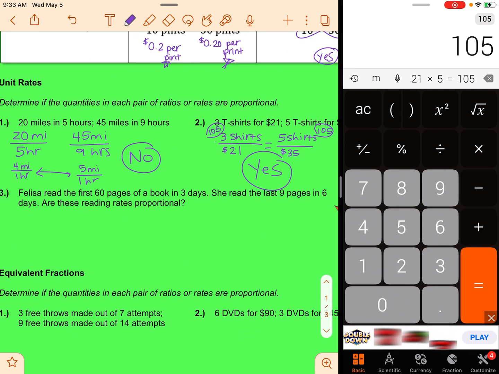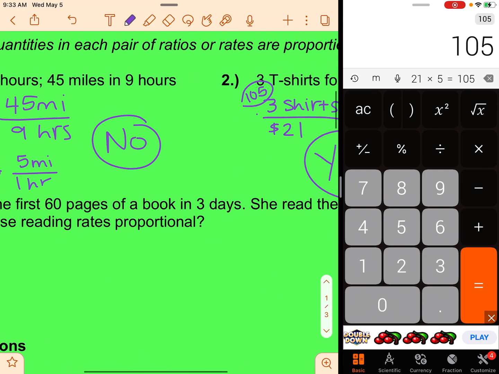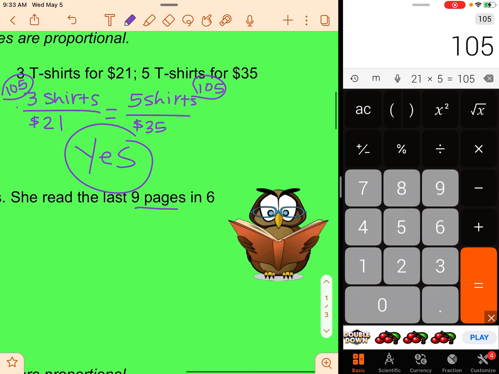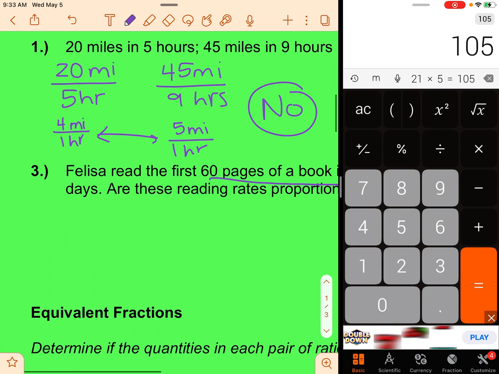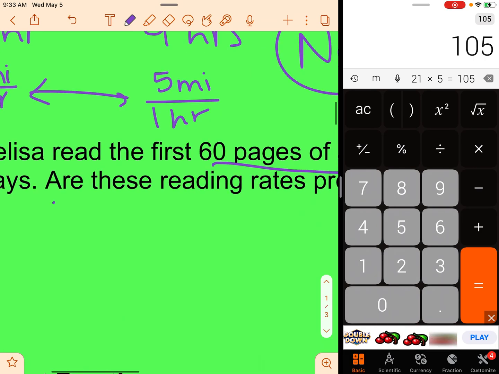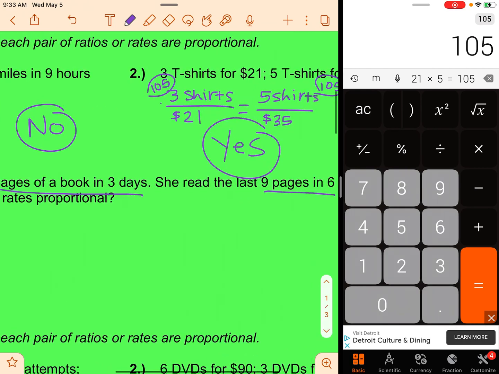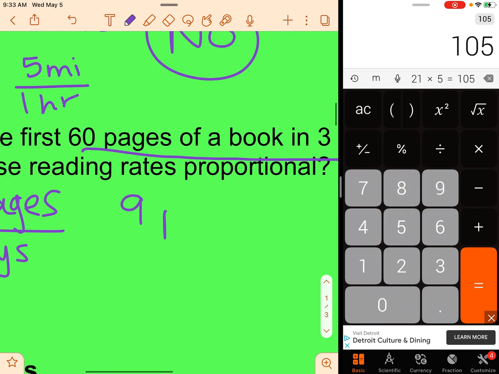Felisa read the first 60 pages of a book in 3 days. She read the last 9 pages in 6 days. Are those reading rates proportional? Alright, so we have 60 pages of a book in 3 days, and then 9 pages in 6 days. So let's set up our ratios. We have 60 pages in 3 days, and we have 9 pages in 6 days.